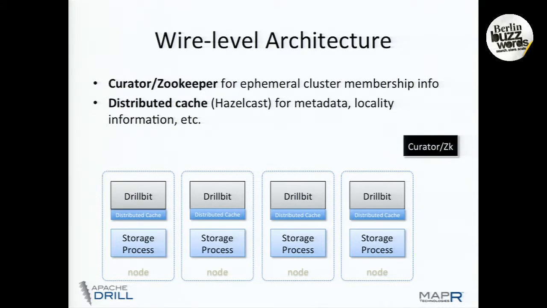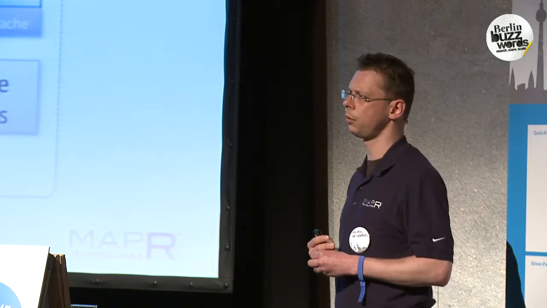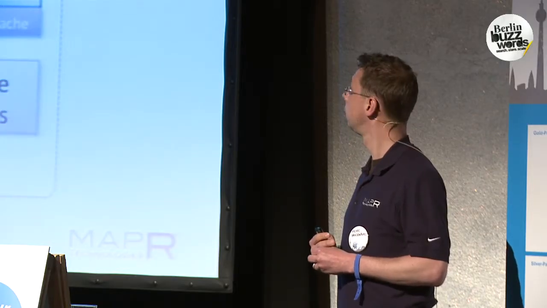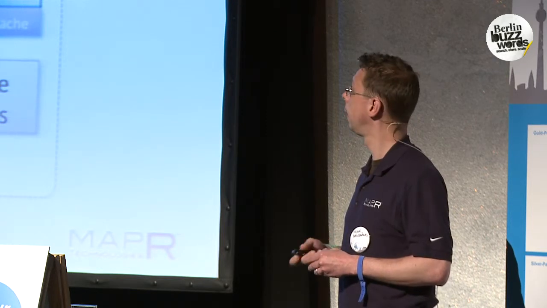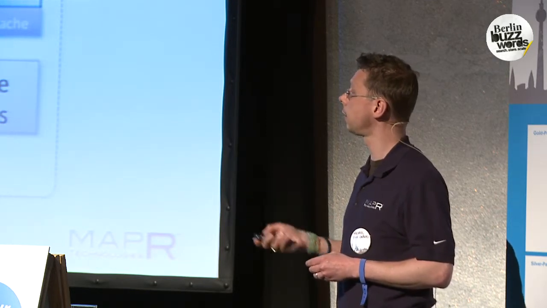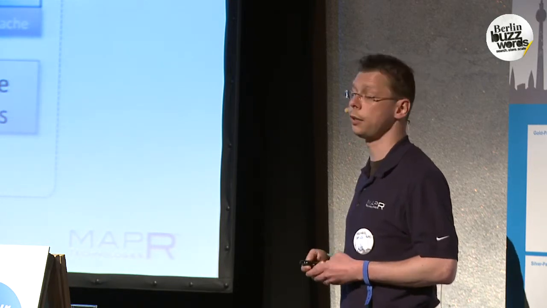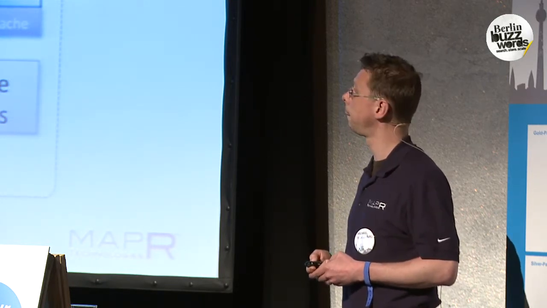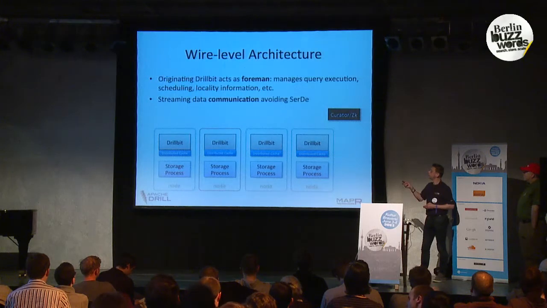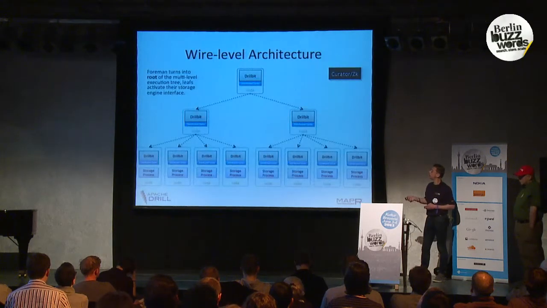A number of things here. What we use internally is Curator, which is Netflix Curator, a kind of wrapper around Zookeeper. Zookeeper is great, but it's nicer to deal with it through Curator, right? And we use a distributed cache called Hazelcast, and that keeps track of all the metadata, locality information, stuff like that. So as I said, the originating drill bit here is the foreman that receives the query, and that's how it looks, right?